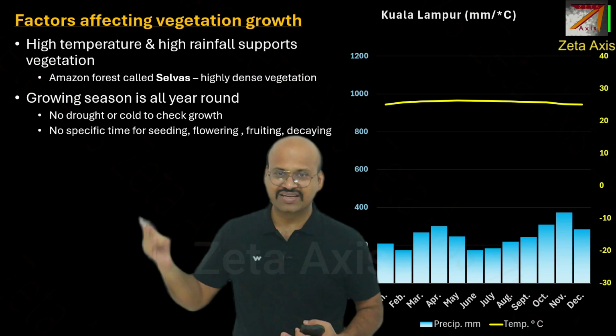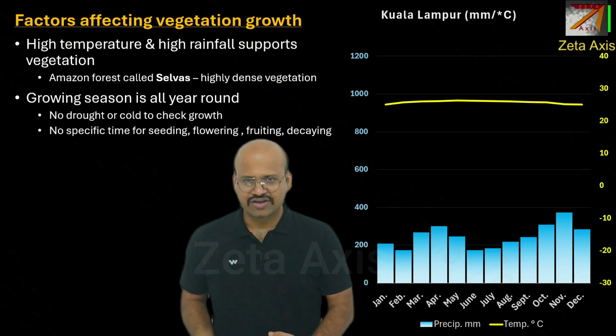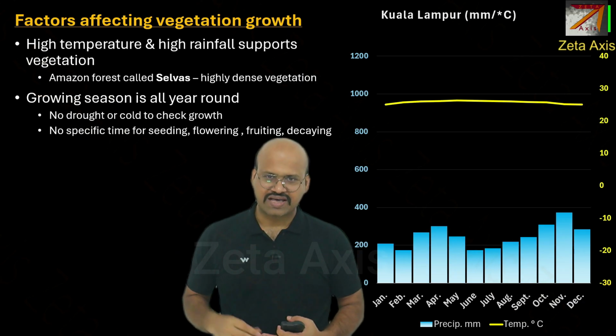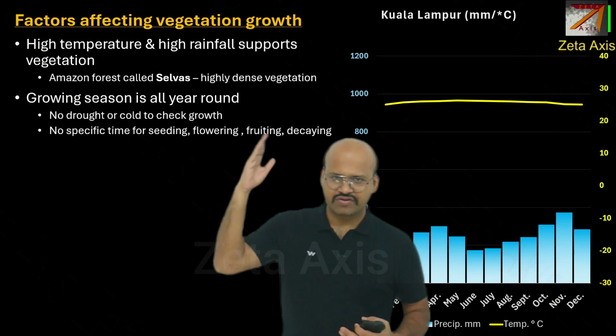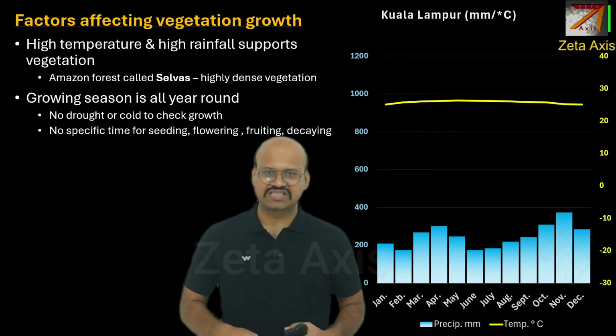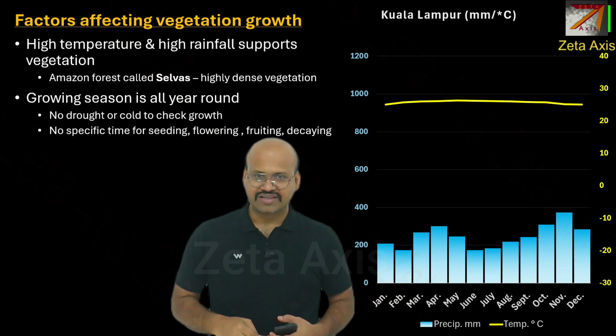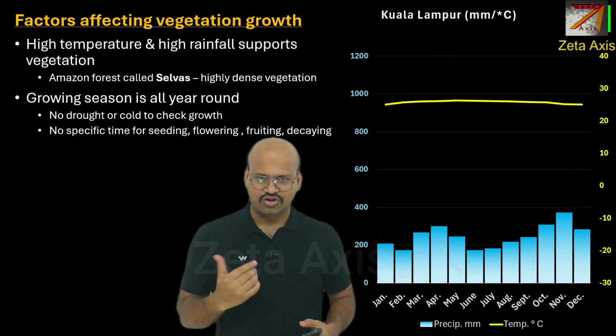There is no distinct seeding or flowering or fruiting or decaying period. One tree could be in the seeding process, another could be in flowering, the third could be in the fruiting phase. So all these distinct phases can be seen simultaneously in one place in the equatorial climate because there is no factor to check or control the growth.